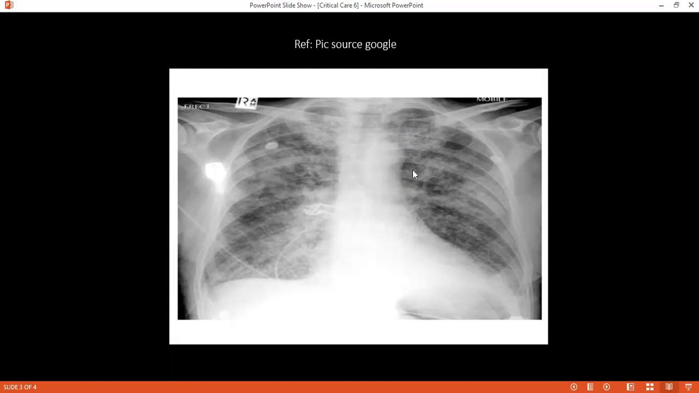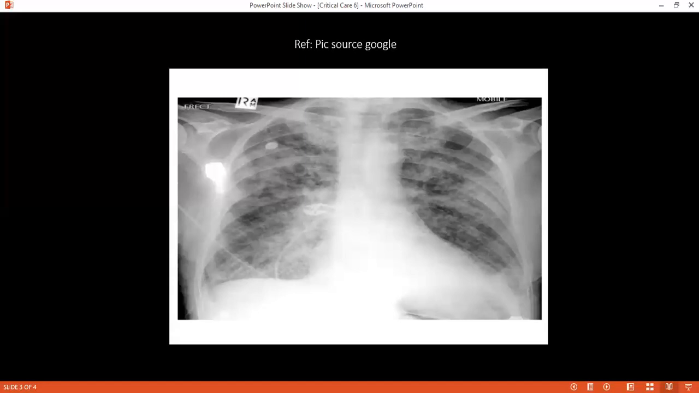And what about these infiltrations? What does that signify? That may be features of ARDS. Okay. Yes. What else do you see? And there are some other possibilities like fluid overload, pulmonary edema.